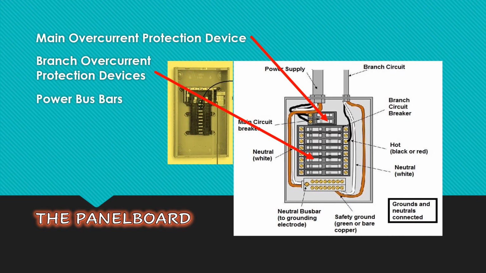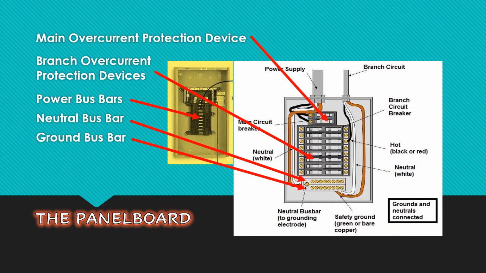Now this is the power bus bars. This is where power is connected. So from the main overcurrent protection device, it goes to the bus bars. Also, we have the neutral bus bar. There is a bus bar here dedicated for neutral connections. Later, we will discuss neutral and where it is taken from.